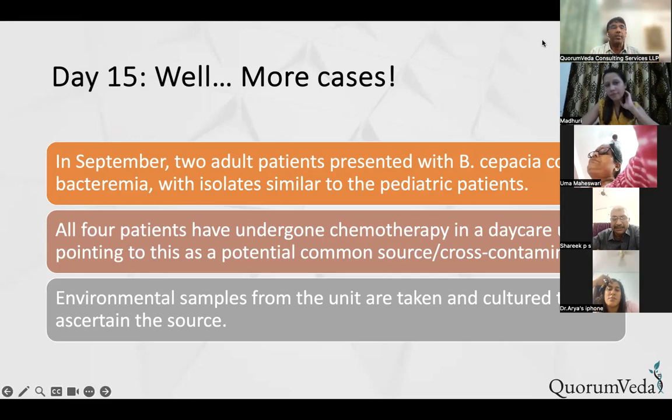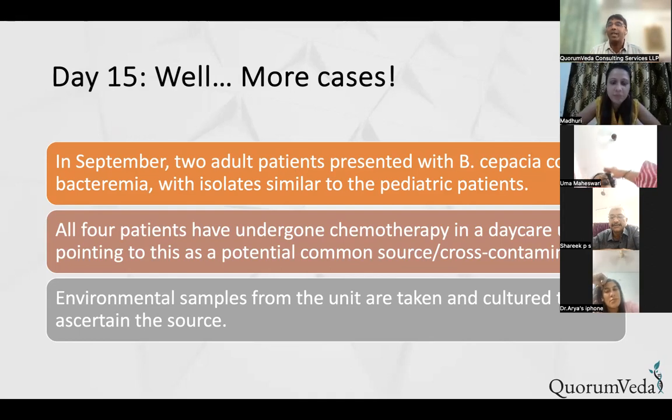Wonderful point. Yes. In September, 2 adult patients presented with cepacia bacteremia. But the antibiogram was very similar to the pediatric patients. And that's a different ward, a different floor of the hospital, not even the same floor. All 4 patients had undergone chemotherapy. Then, of course, the hospital started looking for a common source. You can explain the cross-contamination between 2 pediatric patients, but these are different ward patients.